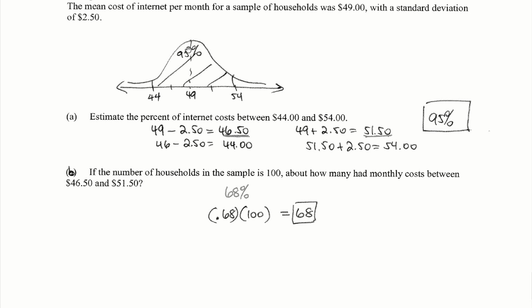So this is the empirical rule. It's 68, 95, 99.7.